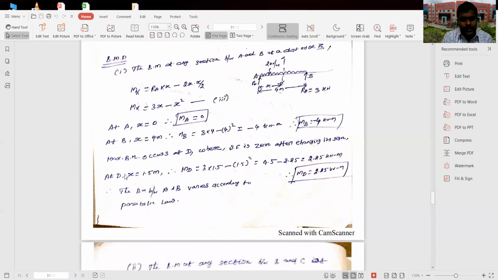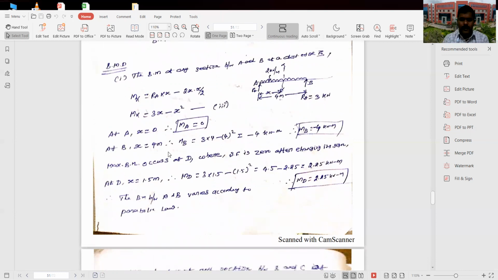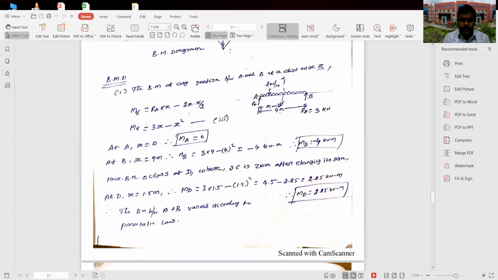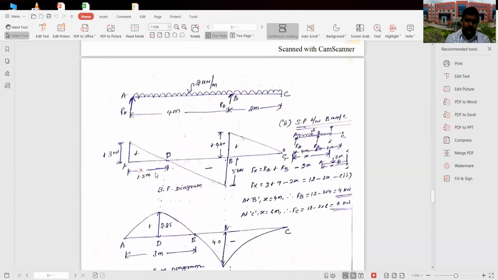So the maximum bending moment occurs at the point D where shear force is 0 after changing its sign. So where will we get the maximum bending moment? Where the shear force value is 0. Where the shear force value is 0, you can see at point D, the shear force value is 0. That is 1.5 meter. Here you will get the maximum bending moment.